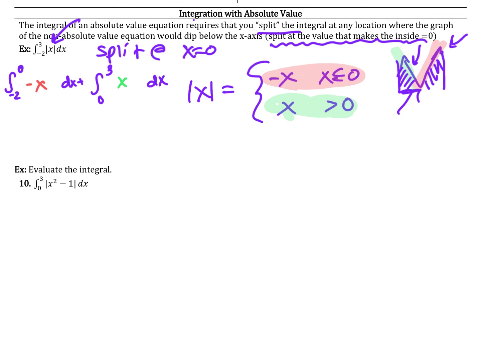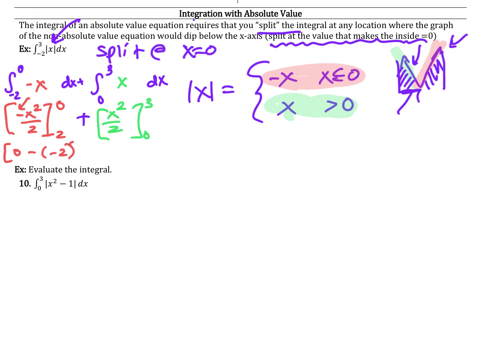Now I just have to do the work I've been doing twice. So if I find the antiderivative of -x, that's going to be -x squared over 2. And I'm evaluating that from -2 to 0. I'm going to add what I get over here, which is going to be x squared over 2, and I'm evaluating that from 0 to 3. So if I plug in 0 here, 0 squared divided by 2 is still 0. If I plug in -2, -2 squared is 4, then it becomes negative, divided by 2 is -2. So the whole red integral is just going to become +2.